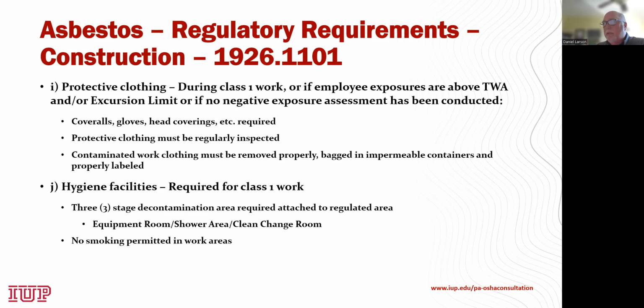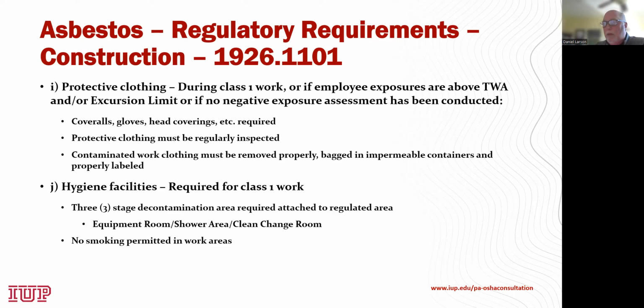There's also a requirement, if you're doing class 1 work, to have hygiene facilities. You have to have a three-stage decon unit attached to the regulated area. This is a small area where employees come and go. It has an equipment room, a shower area, and then a clean change room. The purpose of the decon is to help employees get from the regulated area out into the clean area without bringing the asbestos with them, without contaminating the clean areas.